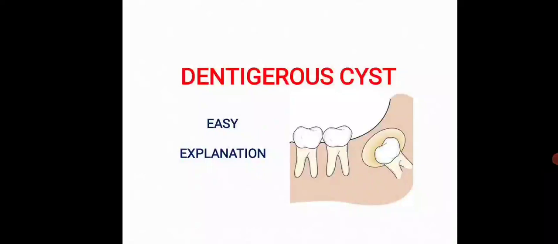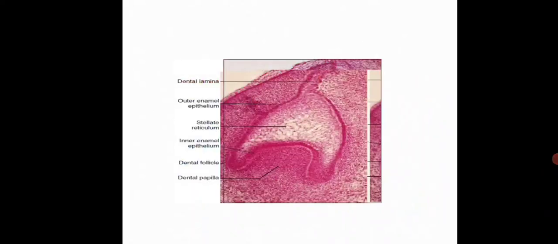So what is dentigerous cyst? Dentigerous cyst is an odontogenic cyst that surrounds the crown of an impacted tooth, caused by the fluid accumulation between the reduced enamel epithelium and the enamel surface, which results in a cyst in which the crown is located within the lumen. So, first let us know what is reduced enamel epithelium.